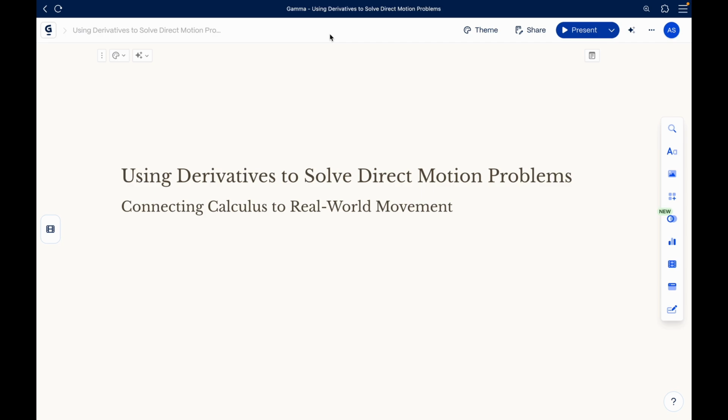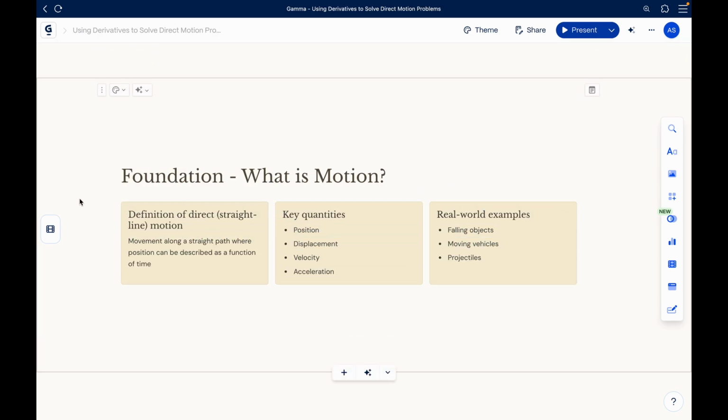Today we will be talking about using derivatives to solve direct motion problems, one of the few things not using related rates and optimization for applications related to derivatives. So let's get started. What is motion exactly?